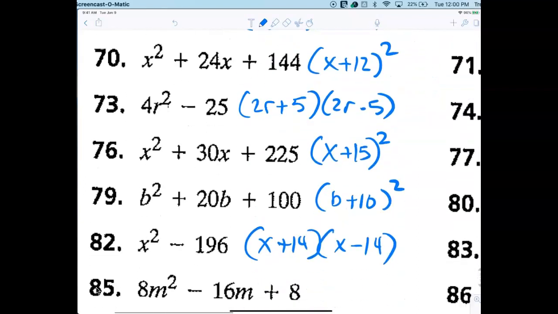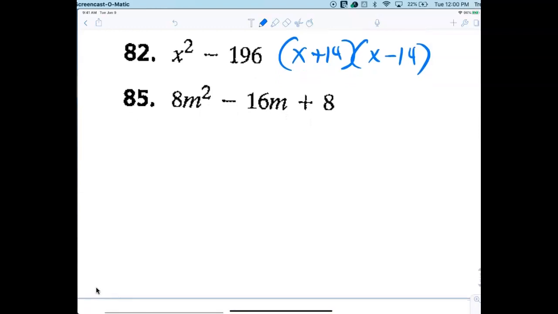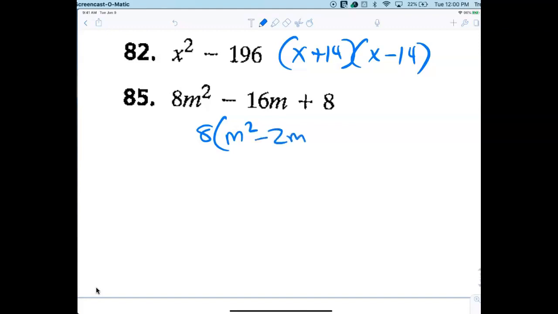All right, so here we go. 85. Now for 85, Drew, the common factor is 8. Yep, and so it would be m squared minus 2m and then plus 1. Good. And then it would be 8m minus m. Minus what? 2m. No, come on.